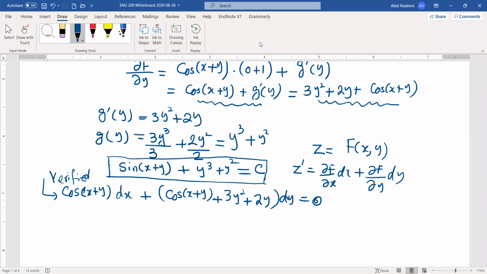So is this solution clear? If you have any question, maybe you can ask now.